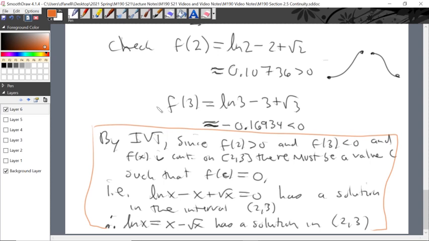So this is supported by the underlying geometry of continuity to help us to visualize why this must be the case. So that's it for this section.